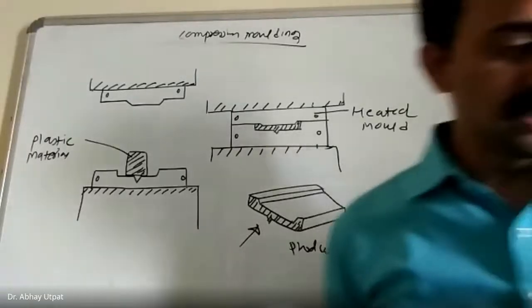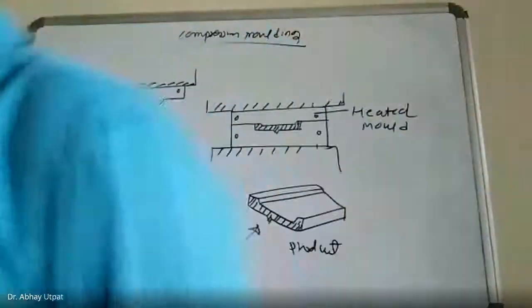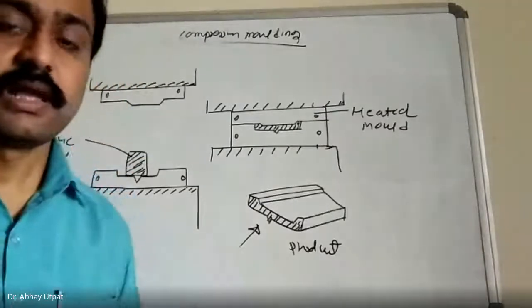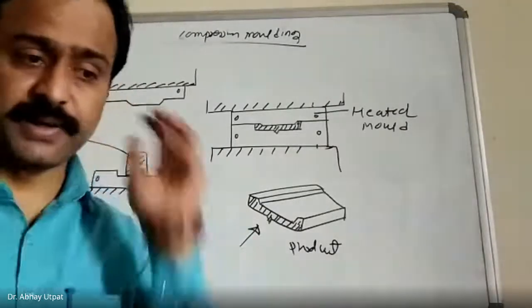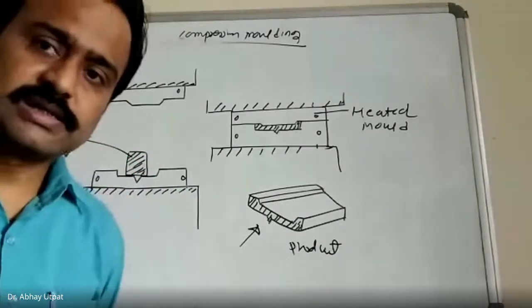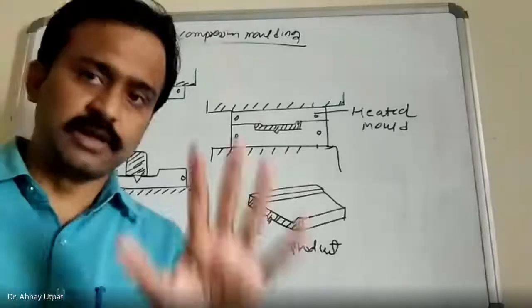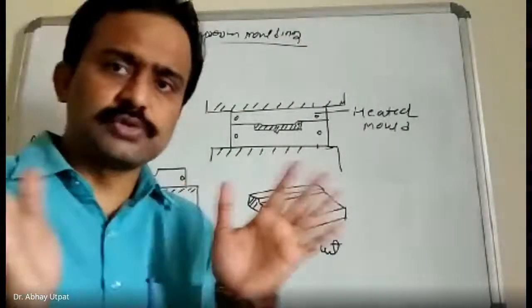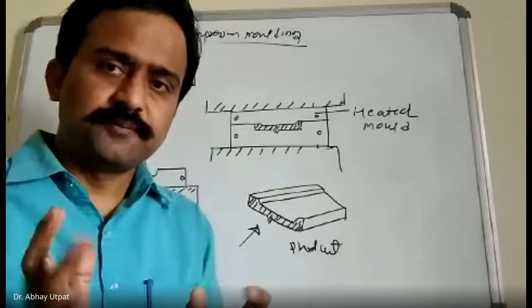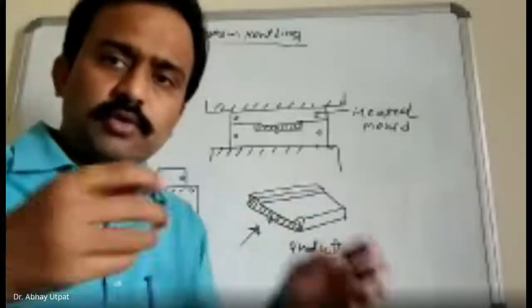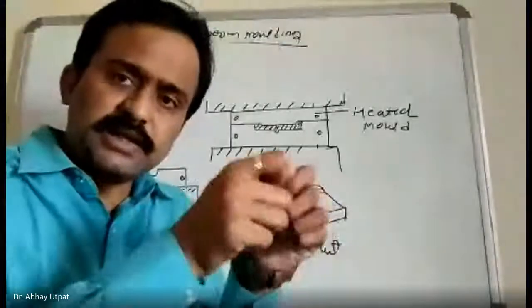Internal stresses and warping are minimized. I will tell the logic behind this statement. In injection molding or extrusion molding, what happens? You are forcing the material. So when you force the material it goes inside and then immediately you are taking it out.